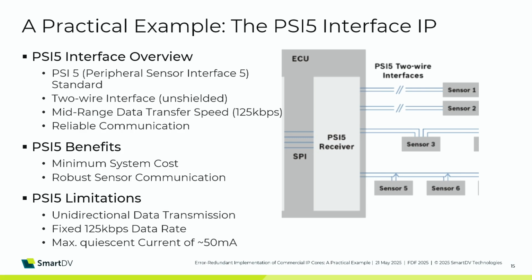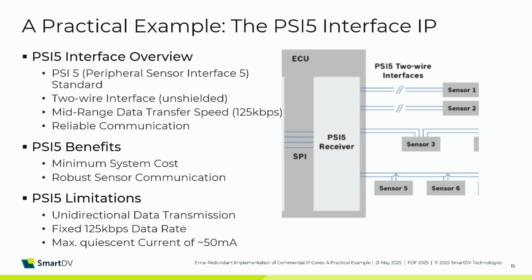So let's come to a practical IP core that we have provided to one of our customers recently. It is a PSI5 interface IP. Not sure if you have been involved in this IP previously, just a brief information about it. So PSI5 was originally developed as an interface for airbag systems in cars. It is a very robust and very simple interface. It's just a 2-wire interface with unshielded wires, where the 2 wires are both for power supply and as well as data communication. So this PSI5 interface has been developed at SmartDV with the request for ASIL-B compliance recently.